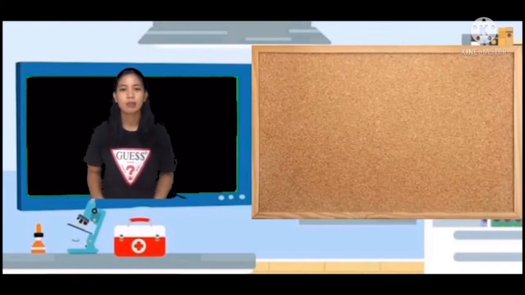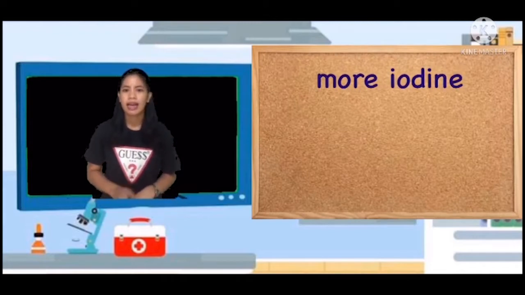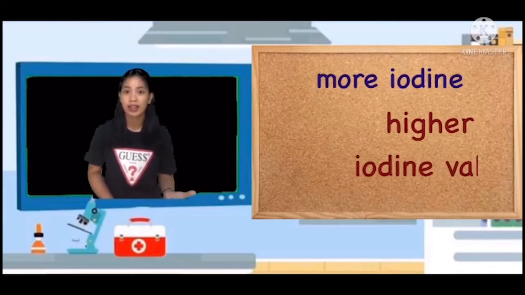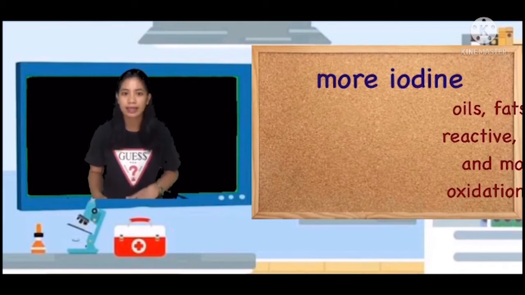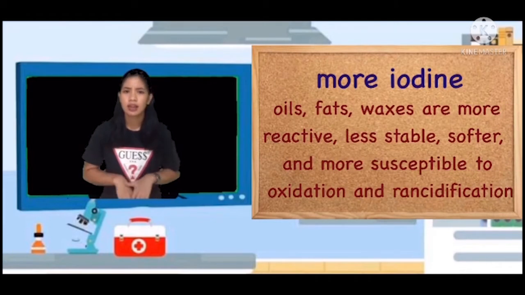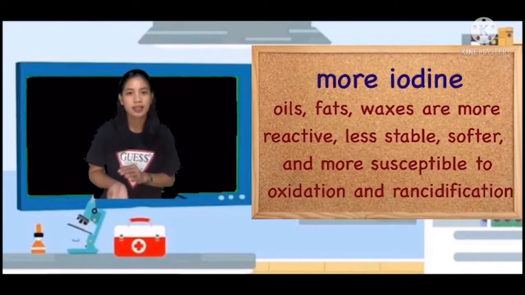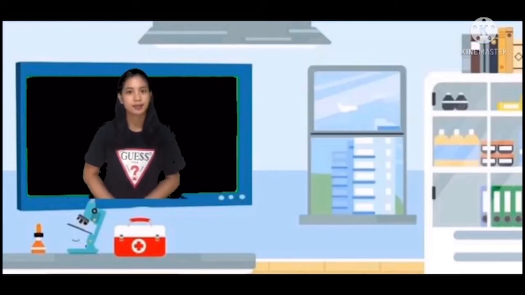Unsaturated compounds contain molecules with double or triple bonds, which are very reactive to iodine. That means the more iodine is attached, the higher the iodine value, and the more reactive, less stable, softer, and more susceptible to oxidation and rancidification the oils, fats, and waxes are.